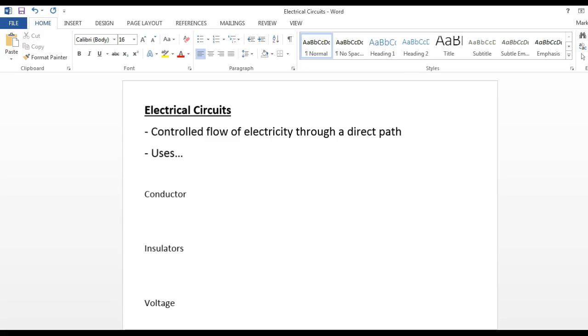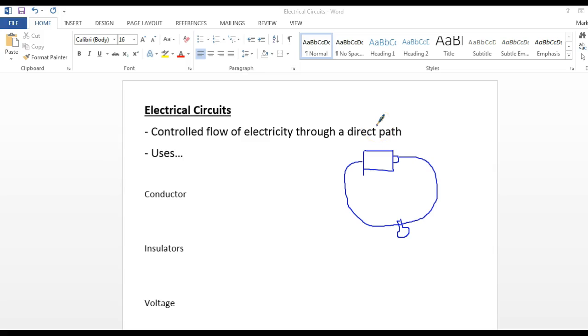So electrical circuits are really just a controlled flow of electricity through a direct path. So like we have a battery, maybe, just go like this. Then we have a wire. Then we have a light. And then we have back to the battery. Okay, so we control where the electricity goes. It's through a wire, through a light, and then back.